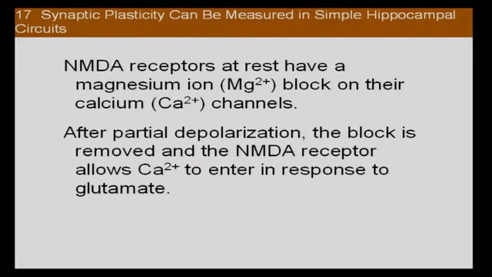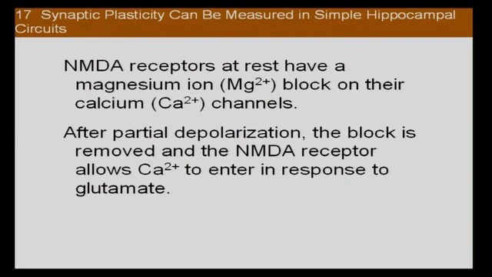Okay, so these are just the explanations. Let's just make sure that they all make sense to you. NMDA receptors at rest have a magnesium block on their calcium channels. After partial depolarization, the block is removed. Partial depolarization happens when the AMPA receptors are activated, letting sodium in and depolarizing the postsynaptic potential.